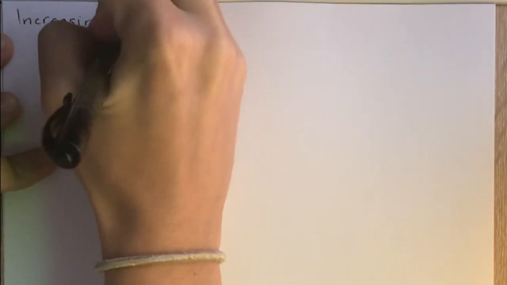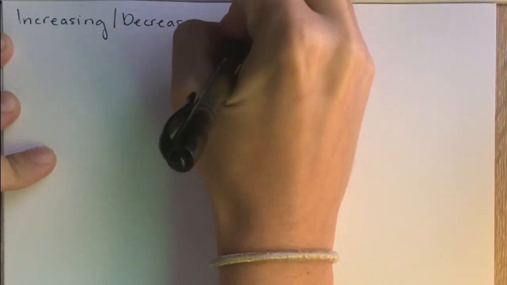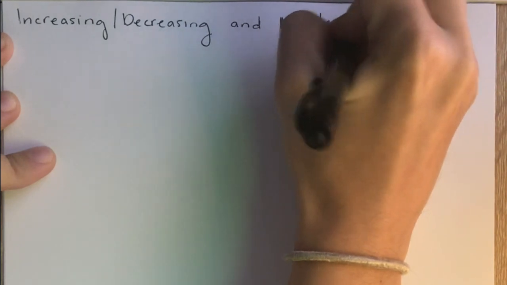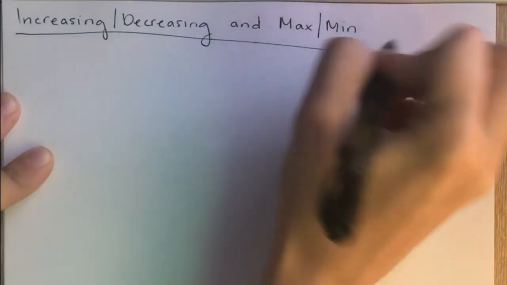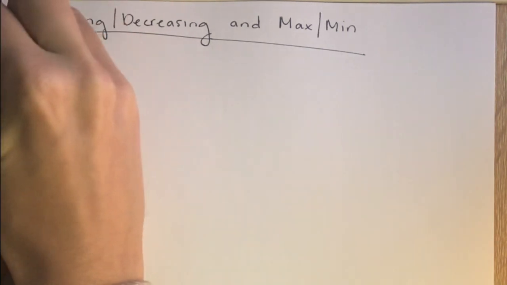Alright guys, today we are going to talk about increasing and decreasing of a graph, and maximum and minimum values. So, first of all, definition.